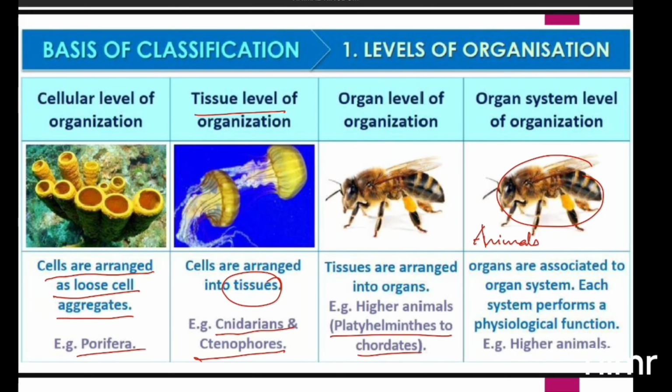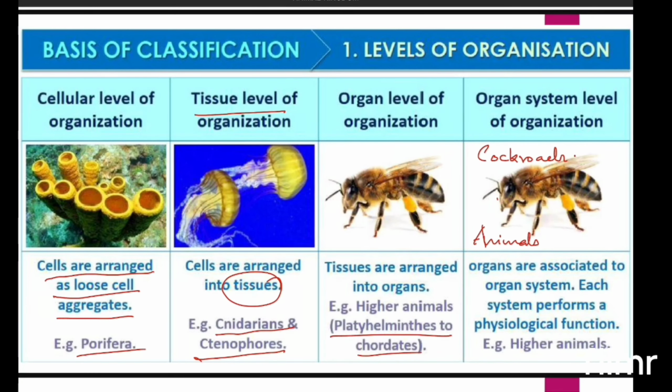You can see that in the case of the cockroach and all, the organ system level also, the cockroach has the reproductive system, excretory system, everything is present there. So organ system level in higher animals. Even some chordates and arthropoda also have some level of organ system, but the highest level of organ system, organs are actually associated with the organ system.